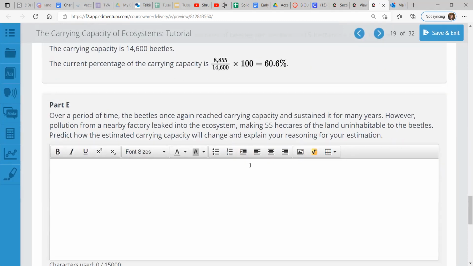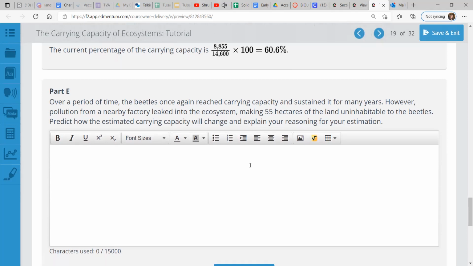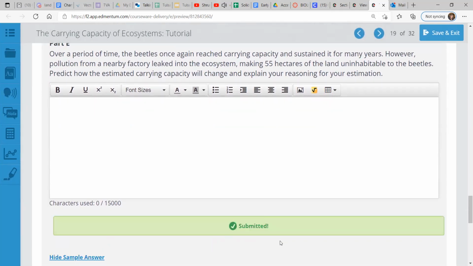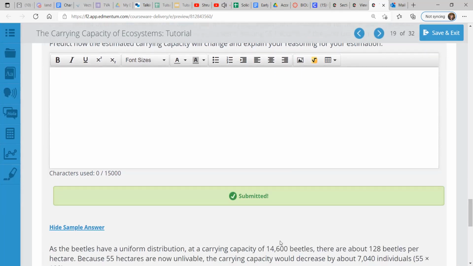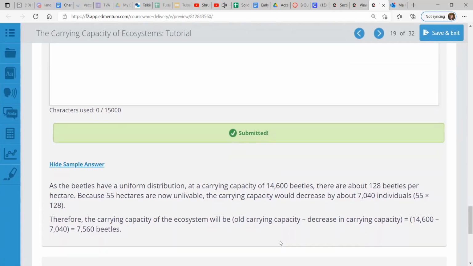Over a period of time, the beetles once again reached carrying capacity and sustained it for many years. However, pollution from a nearby factory leaked into the ecosystem, making 55 hectares of the land uninhabitable to the beetles. Predict how the estimated carrying capacity will change and explain your reasoning for your estimation. So, big business done screwed up and leaked their dirty pollution into the ecosystem. Very unsustainable behavior. So, that has changed the game entirely.